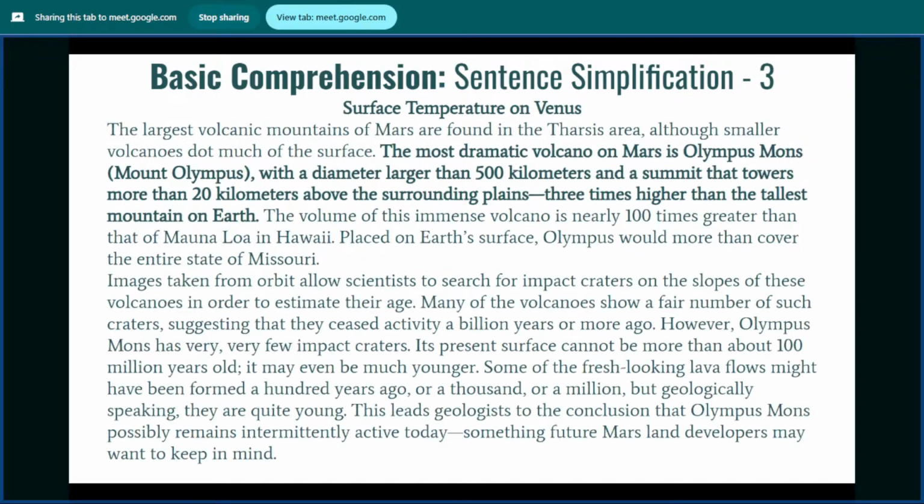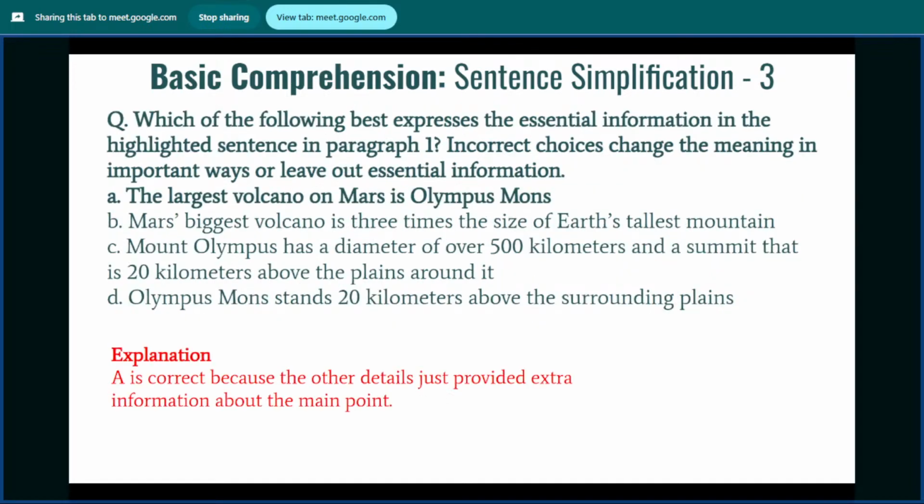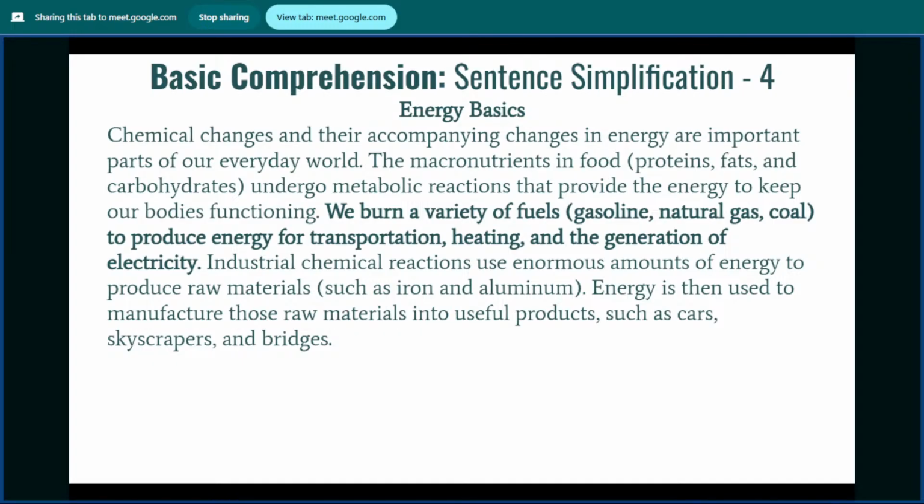Exactly. Understood? Okay. So you have to stick to the most important information. Extra information नहीं चाहिए हमें. Okay. Clear? Next.